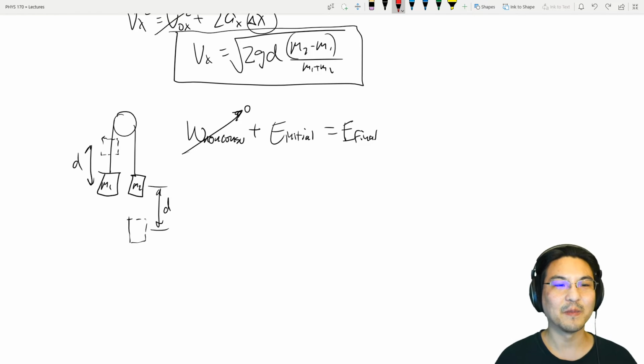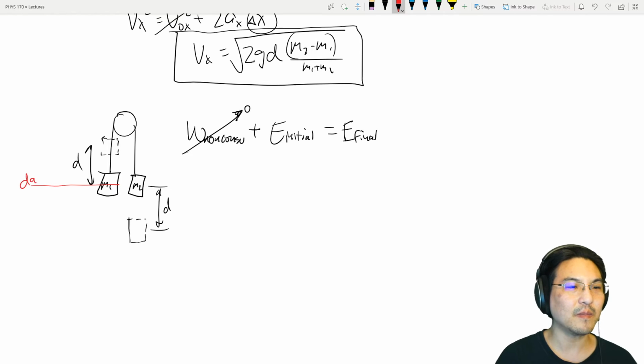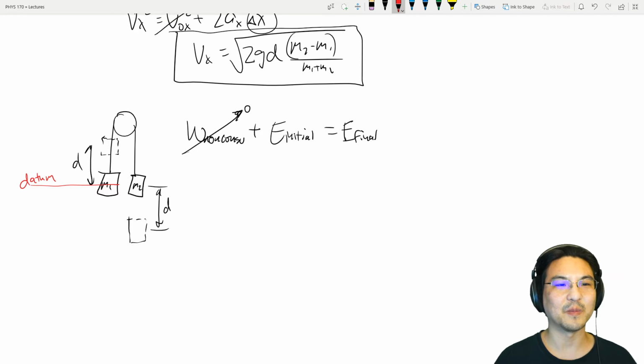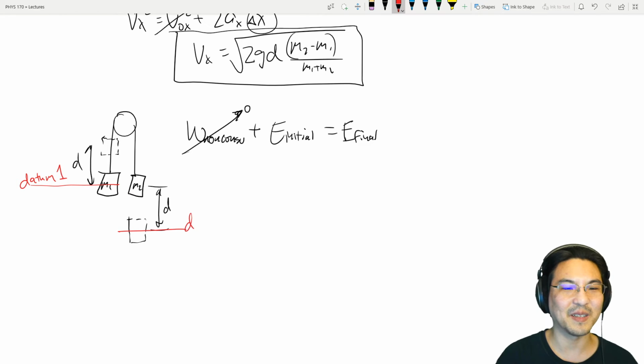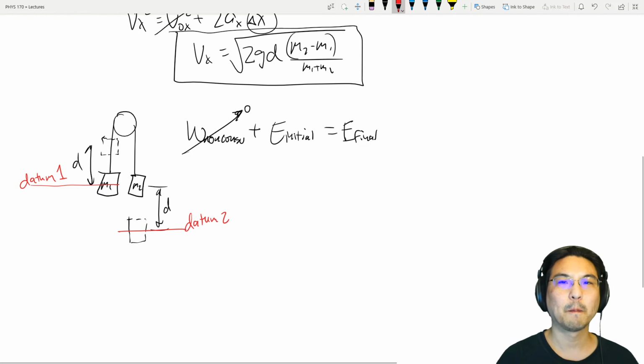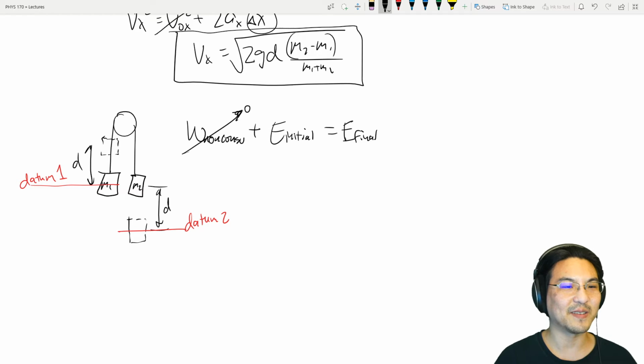It depends where we pick the datum. For block 1, how about I pick the datum here? And then for block 2, just to change it up, how about I pick the datum here? So datum for block 1, datum for block 2. Okay, for block 1, it's sitting at the datum initially, so the gravitational potential energy is 0. For block 2, it is above the datum, so it is positive m2gd.